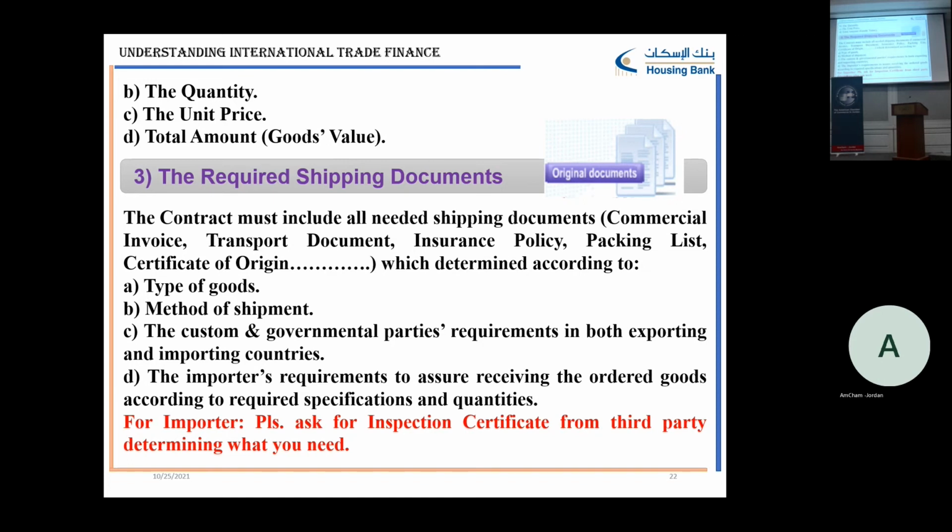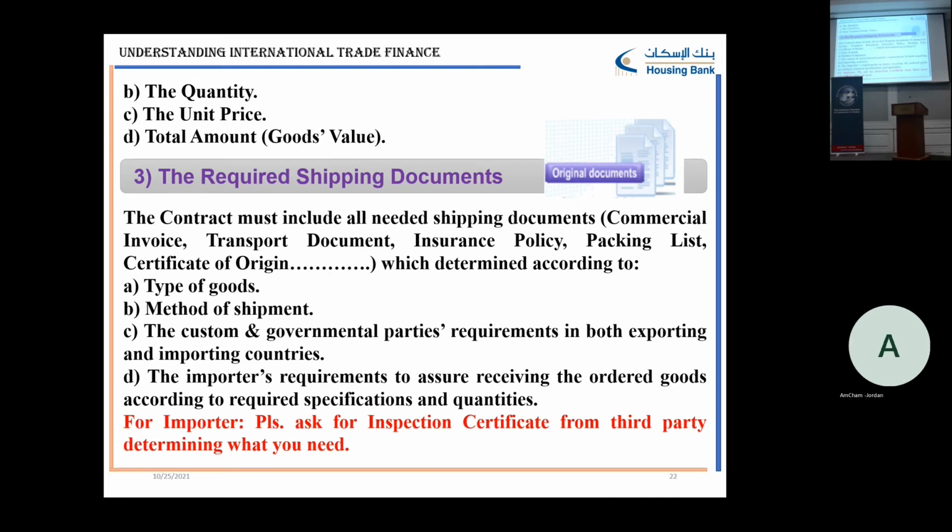The method of shipment: if the shipment will be by sea, by vessel, I have to get the bill of lading. If the shipment is by plane, I have to get the airway bill. If by truck, I have to get the truck consignment note. So the mode of shipment tells us what document I need as evidence of this shipment of goods, which will be issued by the carrying company.